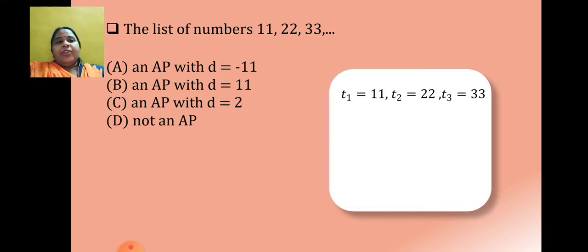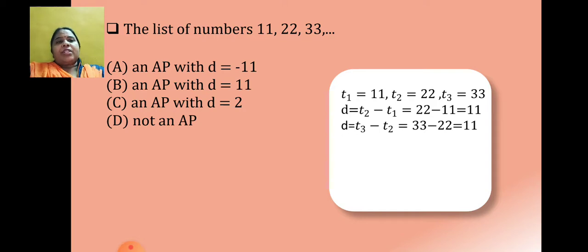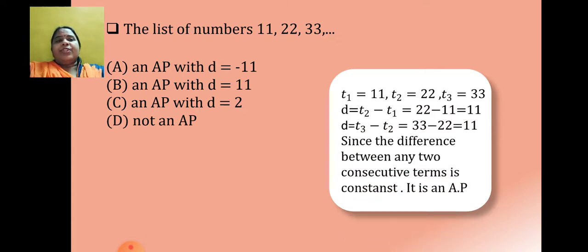Correct? So just see, T1 is 11, T2 is 22, T3 is 33. We will find out the difference. Second term minus the first term. So what is it? 22 minus 11, 11. Again the difference, third term minus the second term. 33 minus 22. So the difference is 11 again. So what you will write? Since the difference between any two consecutive terms is constant, it is an AP. All these calculations which I am showing you are only for you to understand. What you need to do is find out from this which one is the correct option. The correct option is option B. It's an AP with a difference of 11. Correct? I hope you are understanding it.